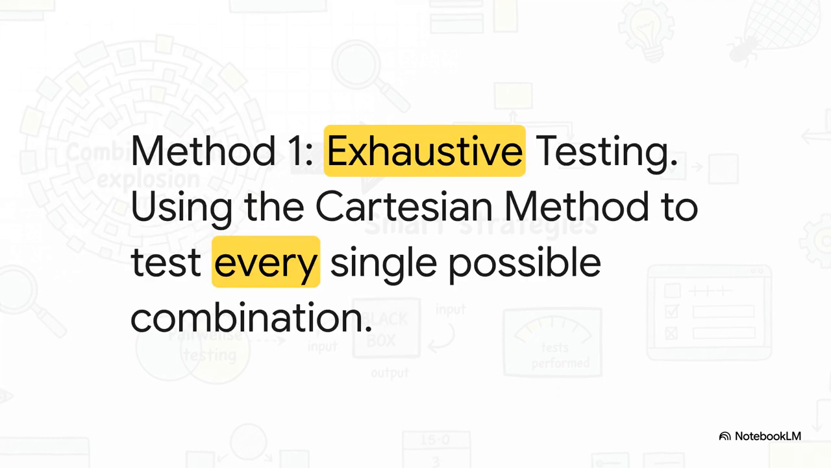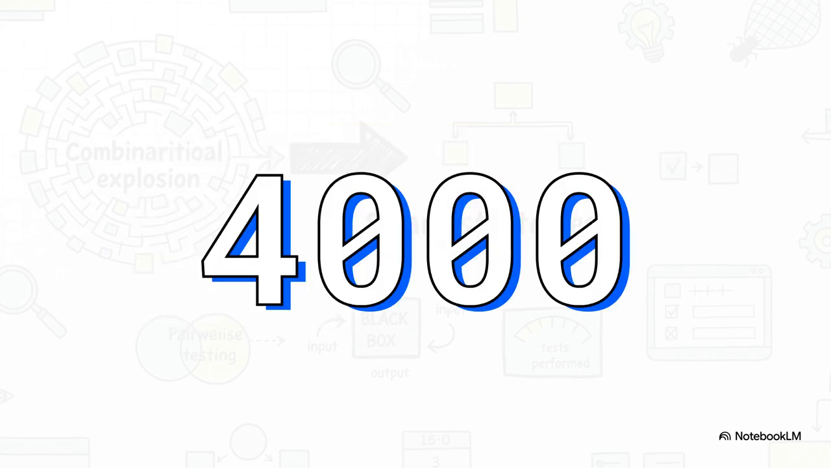First up, let's try it the old-fashioned way, exhaustive testing. This means we're going to create a separate test for every single possible combination of these 4 controls. So you multiply the options together, that's 10 times 2 times 2 times 100, and you get this, over 4,000 unique test cases. And that's just for this one tiny, simple screen. That is a ridiculous amount of work.